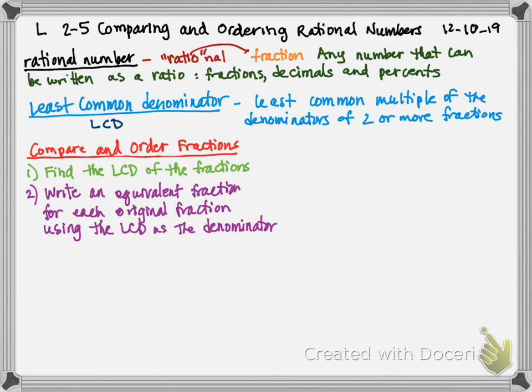Once we get the denominators to be the same, then the problem becomes really simple, because at this point we're just going to compare the numerators. So you cannot compare two fractions until the denominators match. Once the denominators match, then you just look at the numerators. So this brings up another thing called comparison symbols.